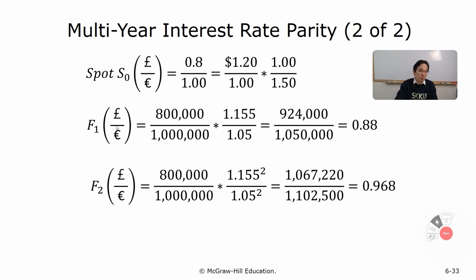F1, pounds per euro. How do you do that? Well, you were doing it with the spot rate times 1 plus the pound rate, and then 1 plus the US rate in the denominator. That gave you a 0.88 forward rate in a year. How about the 2 year forward rate? Well, start with the same forward rate, and then just square it, right? Square it. That's 2-year periods for each different currency interest rate. That's 0.968, right?